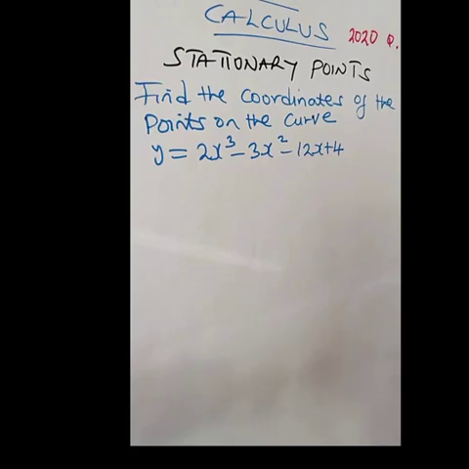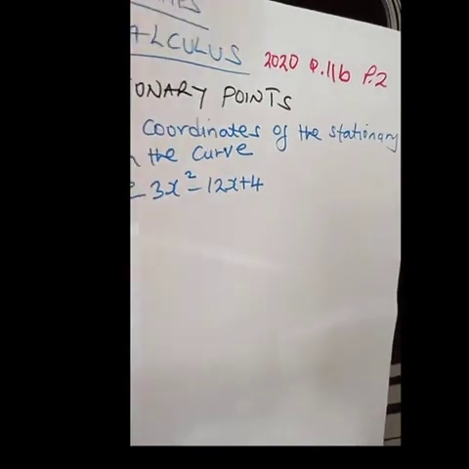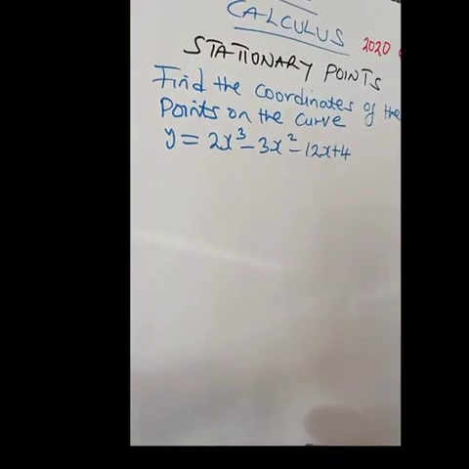So, finally, this is the last part under differential calculus, stationary points. Find the coordinates of the stationary points on the curve y is equal to 2x to the power 3 minus 3x squared minus 12x plus 4. So, you need to know what a stationary point is.